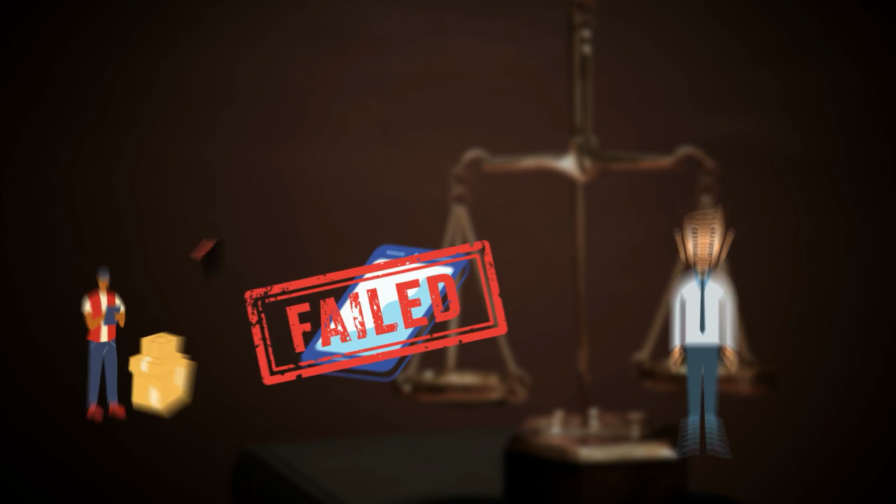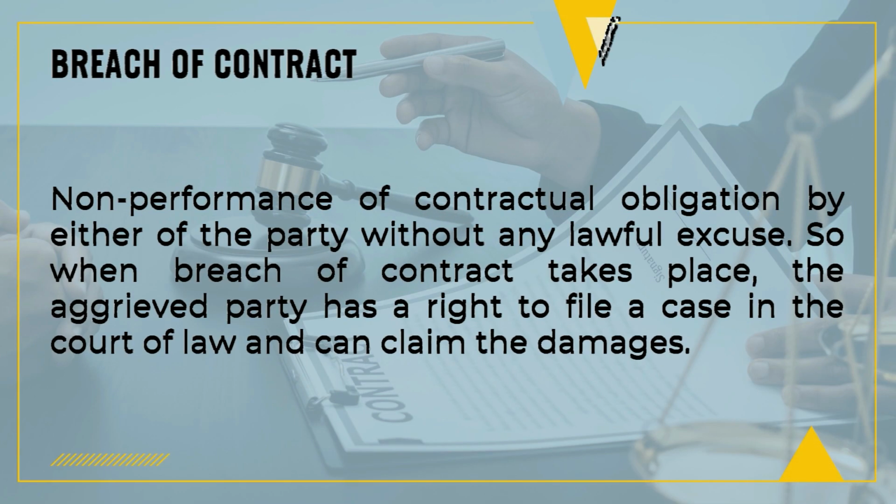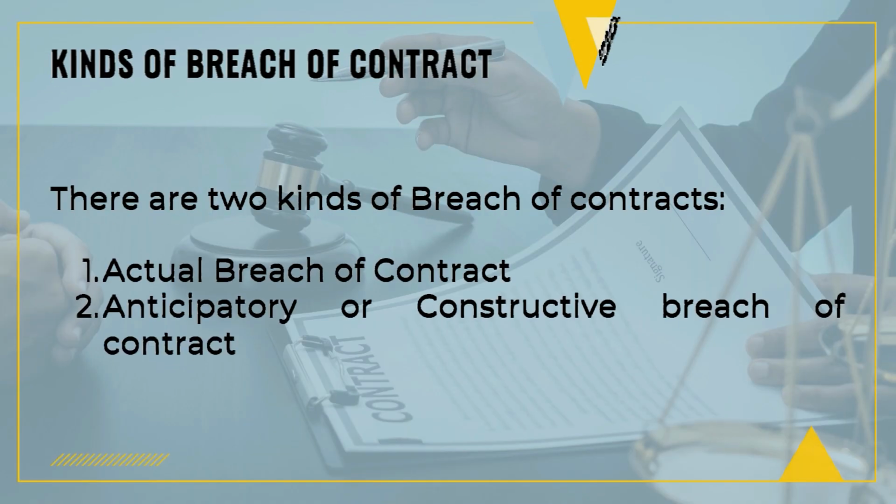Breach of contract means non-performance of contractual obligation by either of the parties without any lawful excuse. So, when breach of contract takes place, the aggrieved party has a right to file a case in the court of law and claim the damages. So, what are the different kinds of breach of contract? There are two different kinds of breach of contract. One is actual breach of contract and the other one is anticipatory breach of contract.